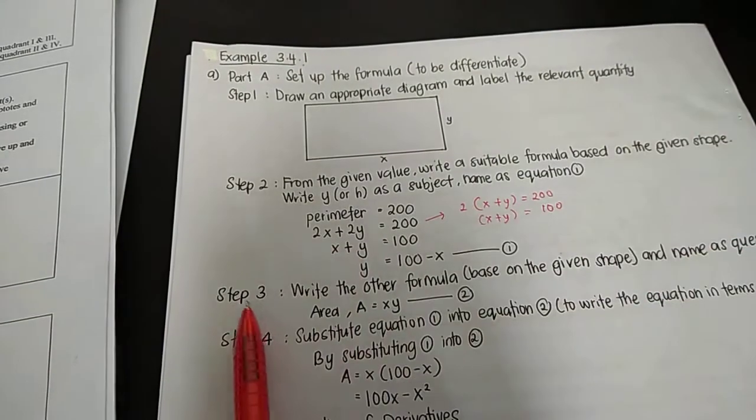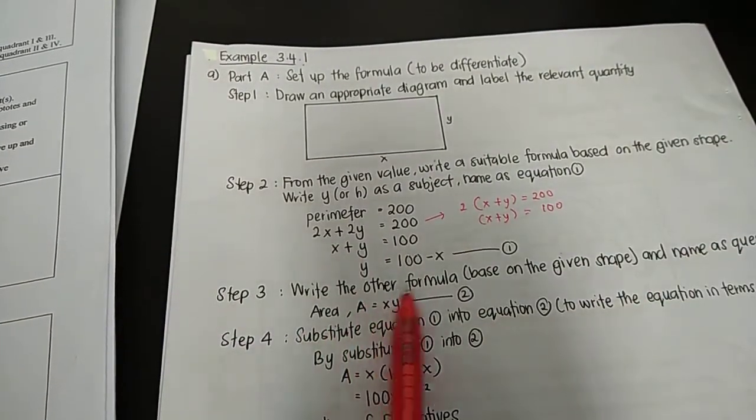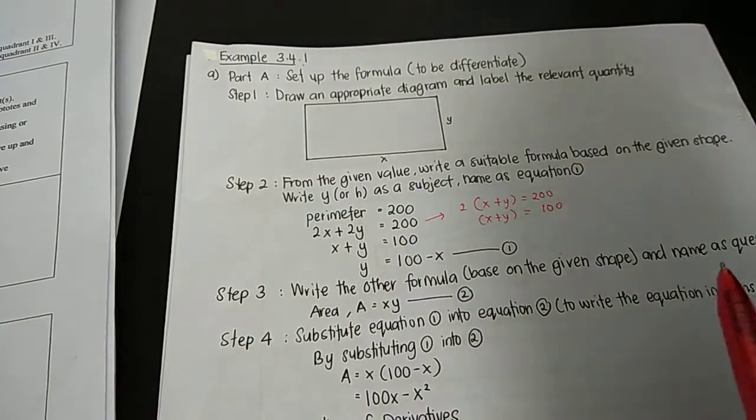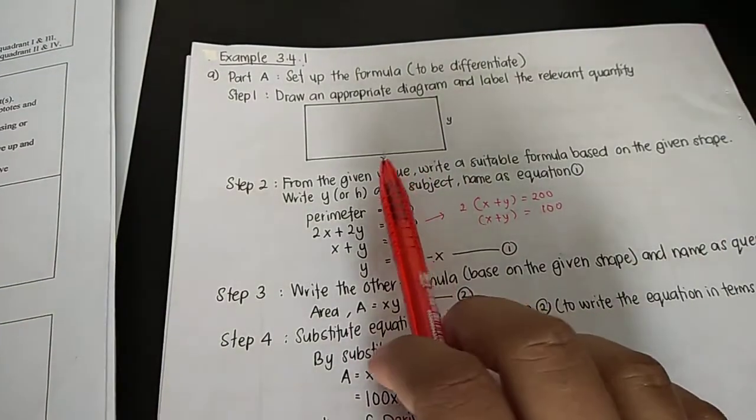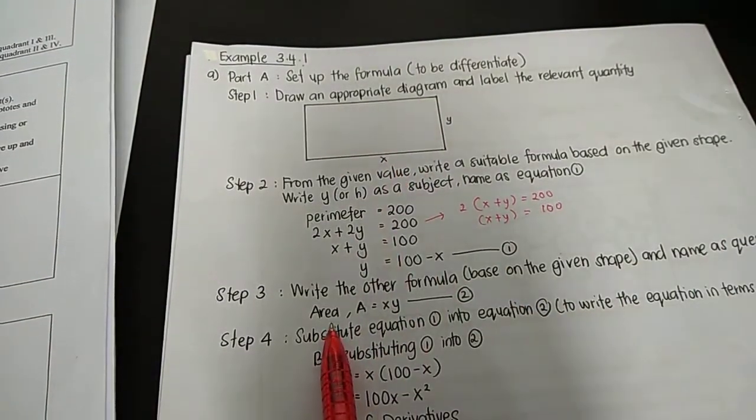Okay, jadi pening lah. So step 3, write the formula based on the given shape and name as equation 2. So bila awak ada perimeter, dah tahu perimeter, jangan awak buat formula perimeter lagi.